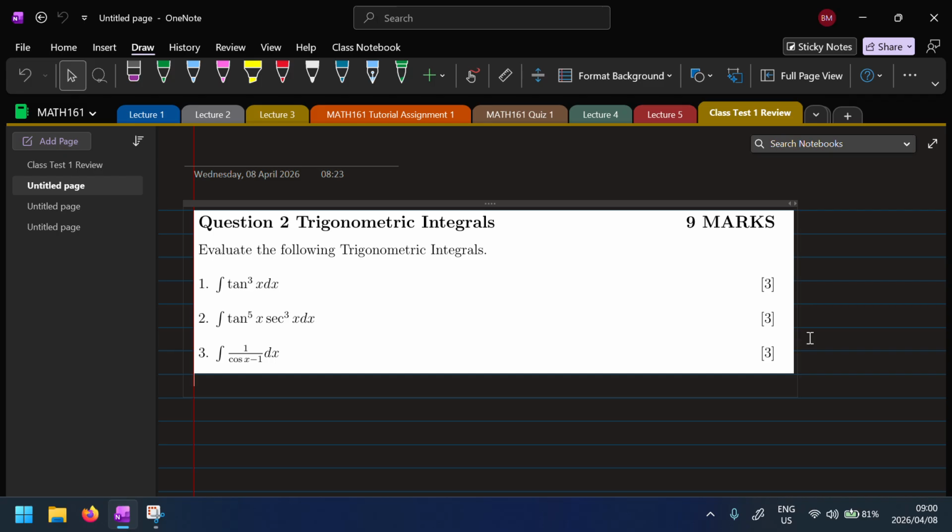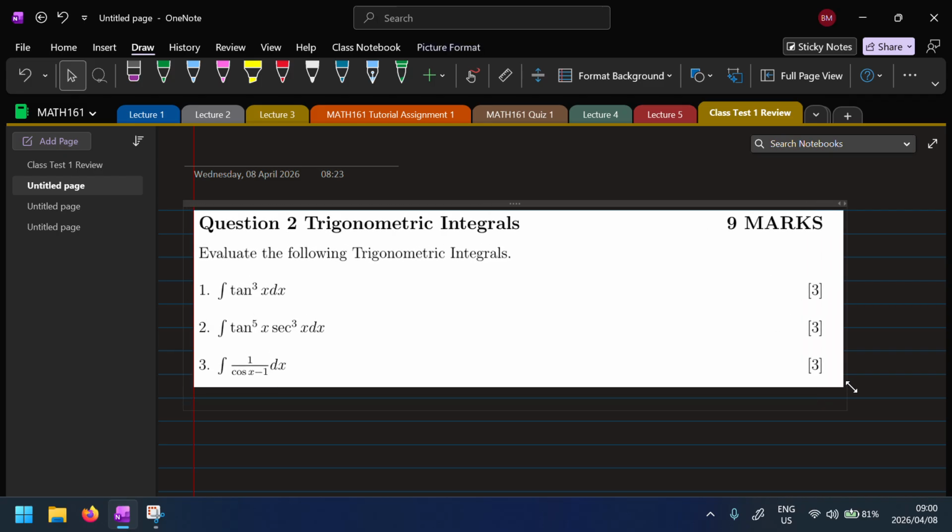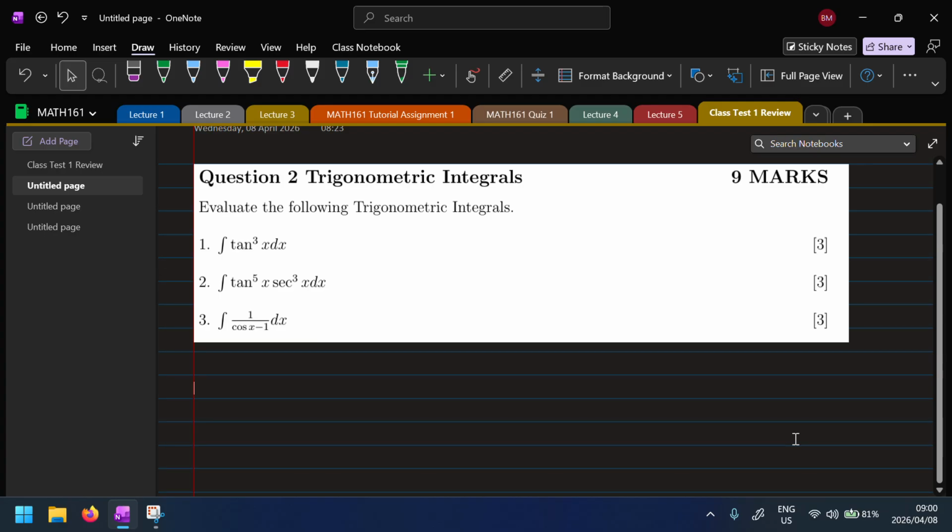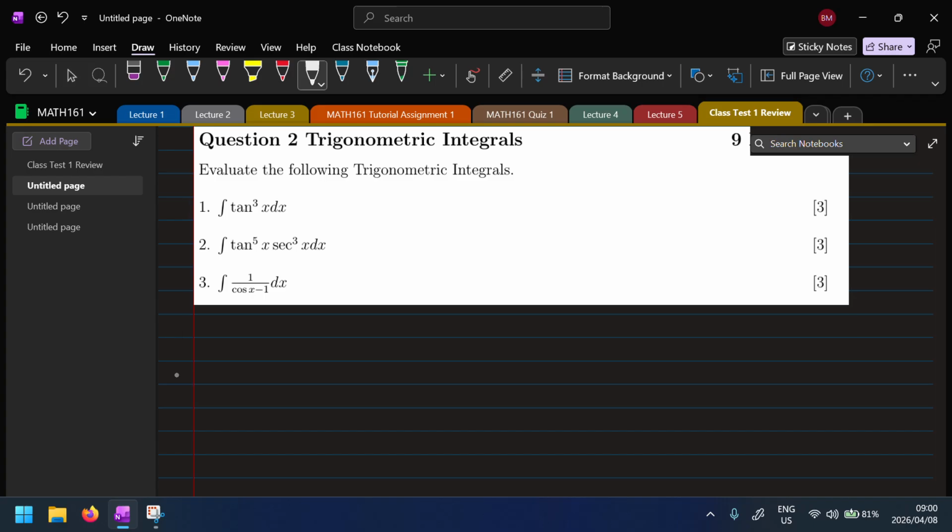Okay. Number 2, trig integrals. These ones didn't have too many methods. Some of them you could do 2 different ways. I gave the mark for that. But it's basically what we did in class, right? If the powers are even, you do the one thing. If it's odd, you do the other thing. I just mark based on that. Okay, let's have a look at the first one. So number 1.